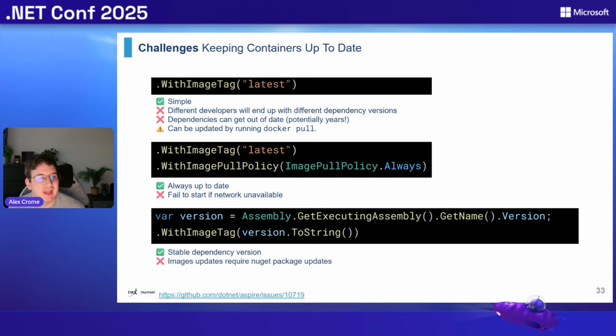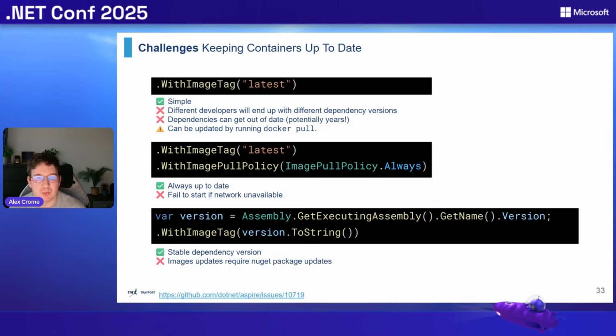You can combine that with image pull policy always. That will guarantee Docker pulls the latest container. However, if for any reason your network is unavailable, Docker will just completely throw its hands up in the air and refuse to start the container.